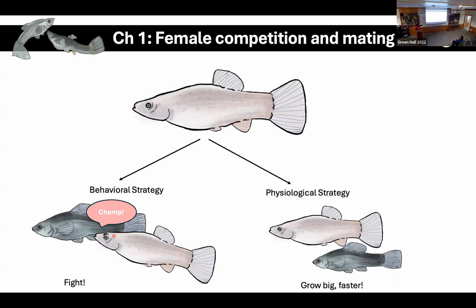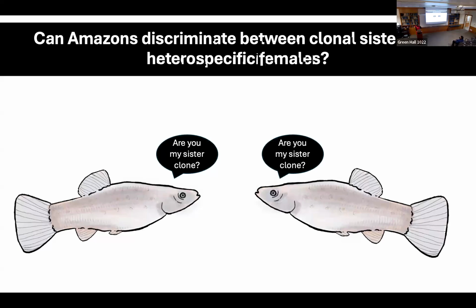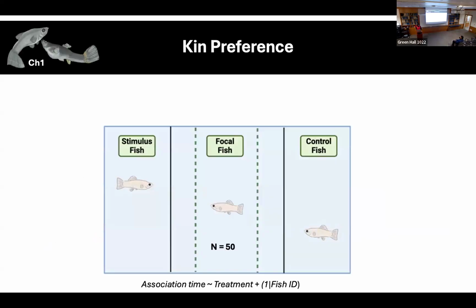To answer the behavioral strategy question, before I can start talking about aggression, I have to ask another question, which is, can Amazons even discriminate between clonal sisters and heterospecific females? Do they know the difference between their own clones and their parental species? So to do that, I did this kin preference assay, where I had 1 focal fish, and my sample size for this experiment was 50 fish. And she was given a choice between 2 fish, one that I call the stimulus or treatment fish, and the other one is the control fish.